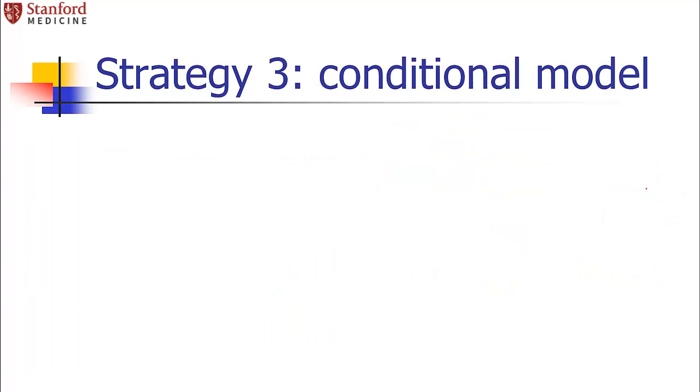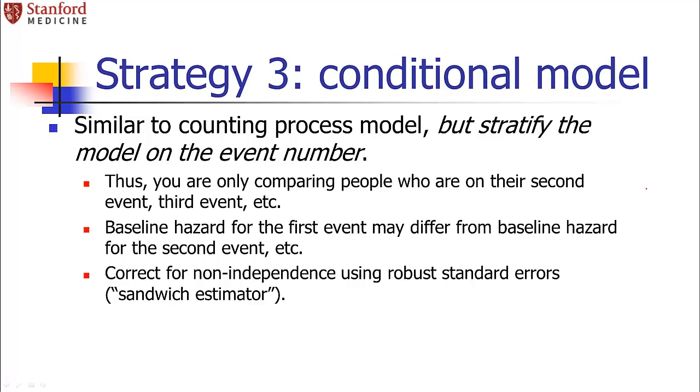Okay, yet another strategy. There's one called the conditional model. The conditional model is actually very similar to the counting process model. So we're going to count people multiple times. They're going to be allowed to reappear in the risk set even after they've had an event.